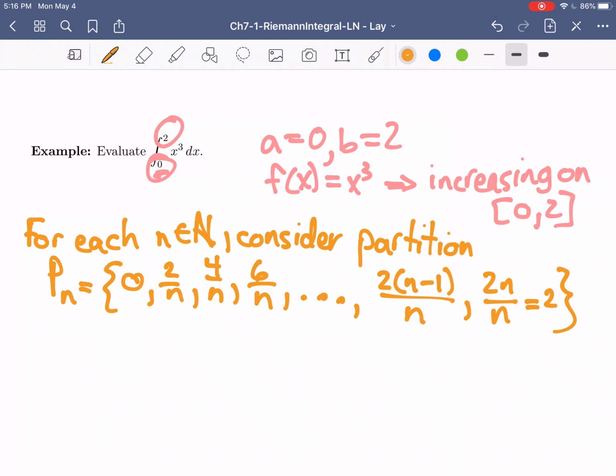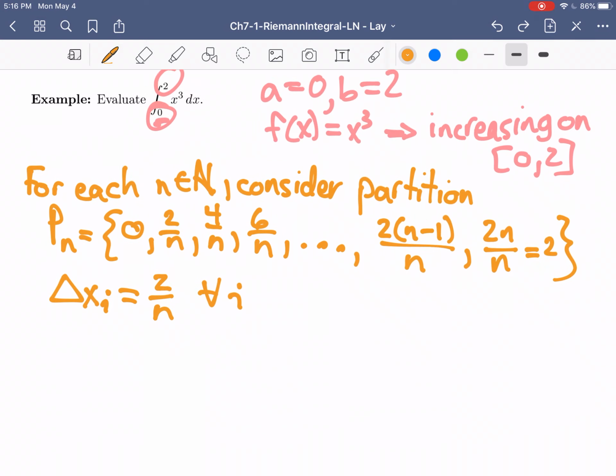For this partition, the change in x of I is going to be equal to 2 over n for all of those subintervals. Right, so we just keep going up by 2 over n, 2 over n, 2 over n. So that is our delta x sub I.